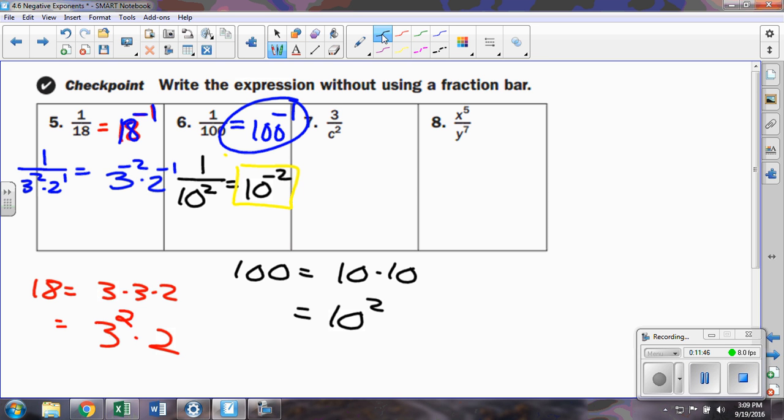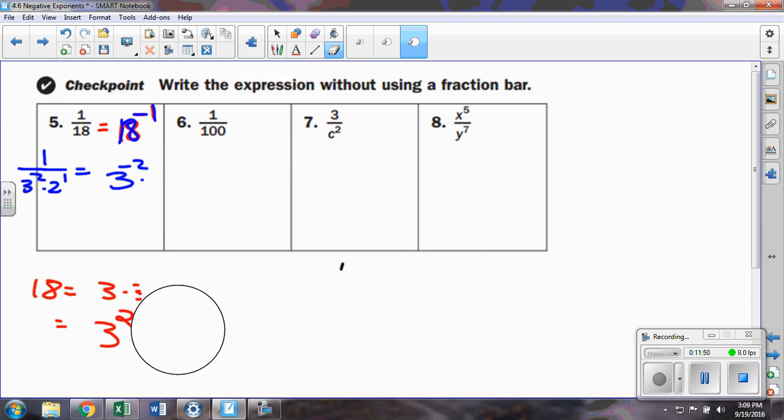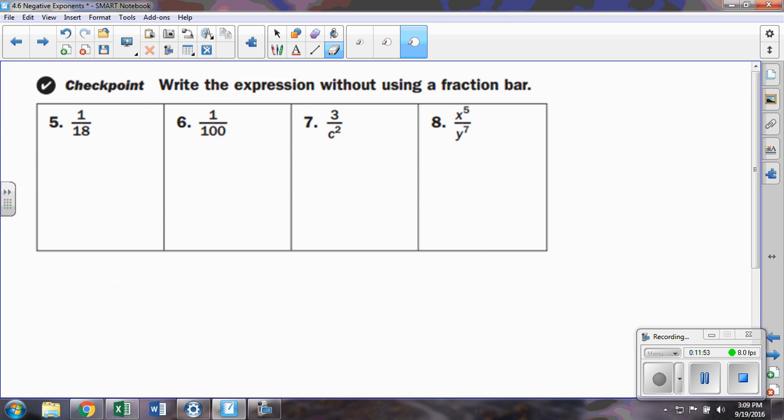Continuing now to question number 7. And we'll clear this up just to create some space. How would we have to rewrite this without a fraction? 3 is already in the numerator. We don't need to do anything with that. But to change it from c squared in the denominator, move it up to the numerator. Positive 2 has to get switched to negative 2. And we're done.